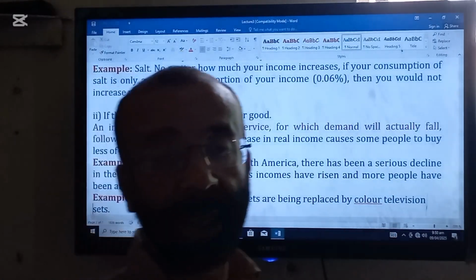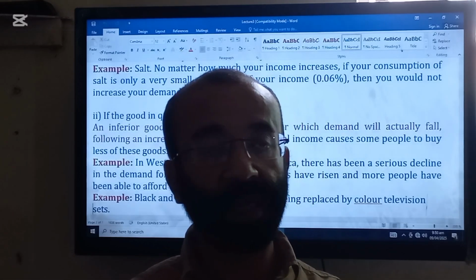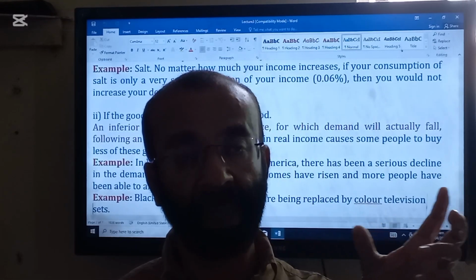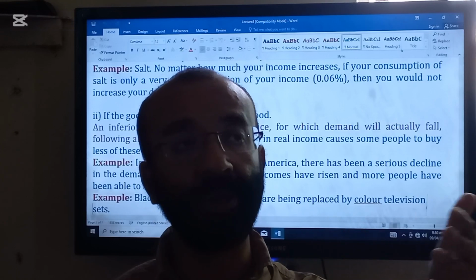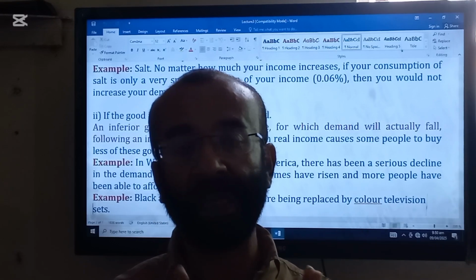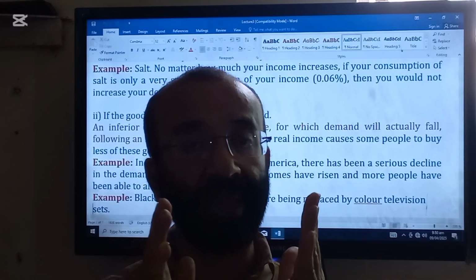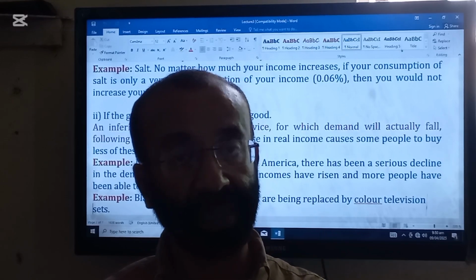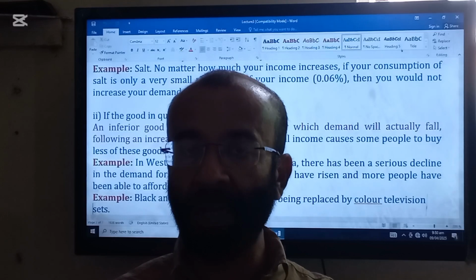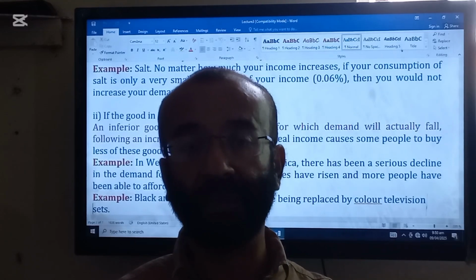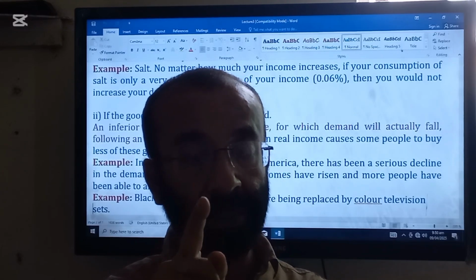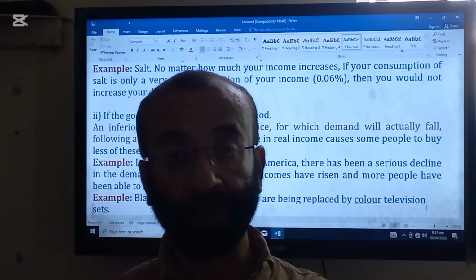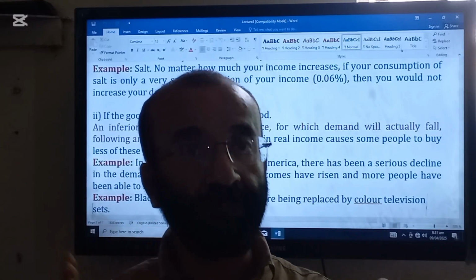So this is again a very understandable case, because if the income of a person who is actually using local transport is increased, and if the person can afford a motor car for himself or herself now, he will actually use the local transport less. So the use of the commodity or the service will fall in the case of inferior goods.